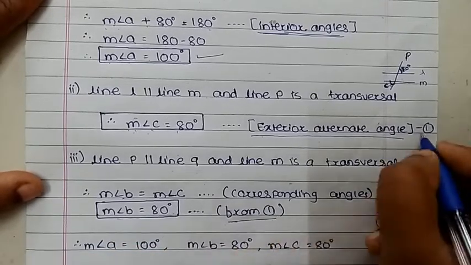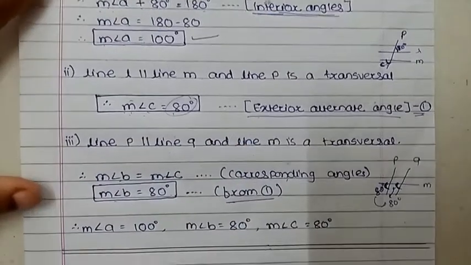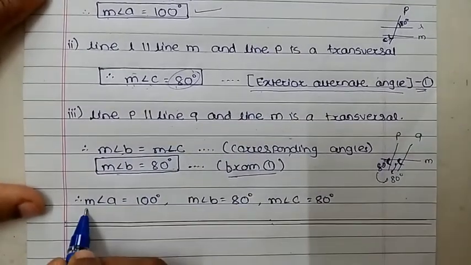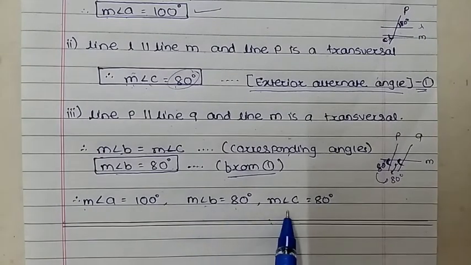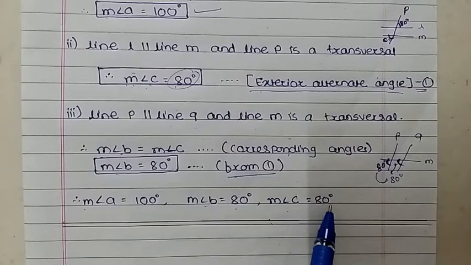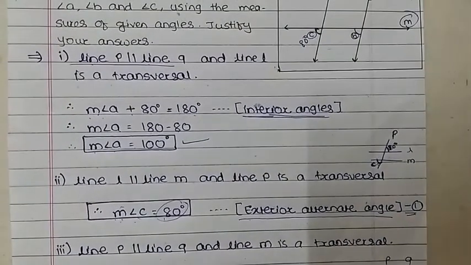From equation 1 we have to calculate here. A plus B plus C is equal to 180. Therefore we can write the measure of angle A is equal to 100, the measure of angle B is equal to 80, and the measure of angle C is equal to 80. Clear? Understand this one? So now the next question.